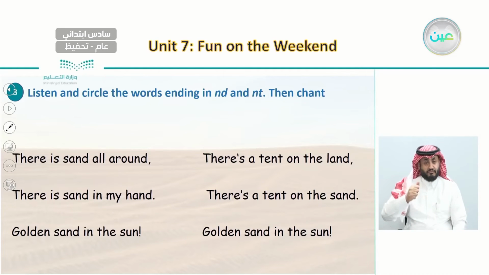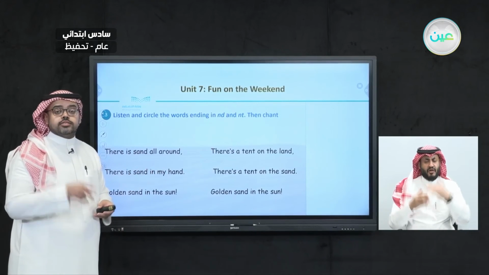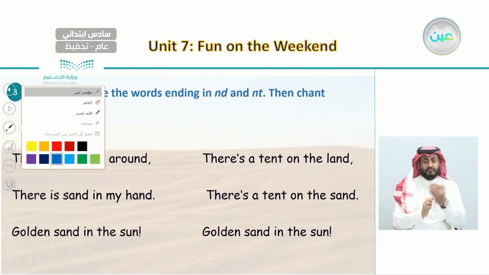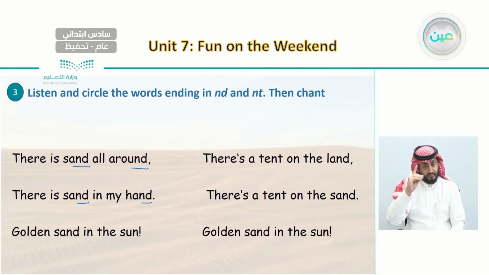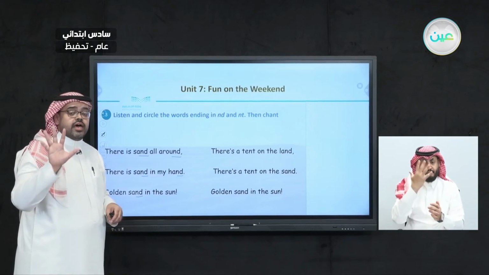Now, in this chant, there are words that end with ND and NT. Let's go sentence by sentence and try to circle all of these words. In the first one, there is sand all around. What are the words that end with ND? Excellent. It is sand. This is the first word. And also around. And with the other one, there is sand, also sand, in my hand, ends with ND. And finally, golden sand in the sun. So in the first part, we have five words that end with ND.